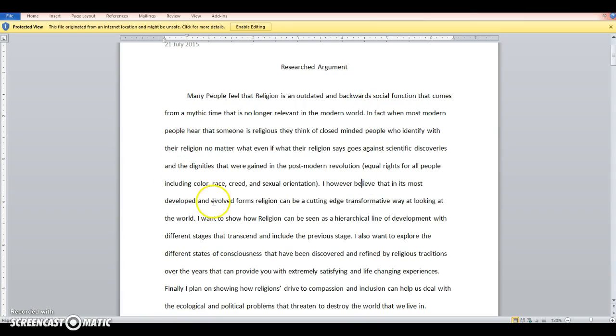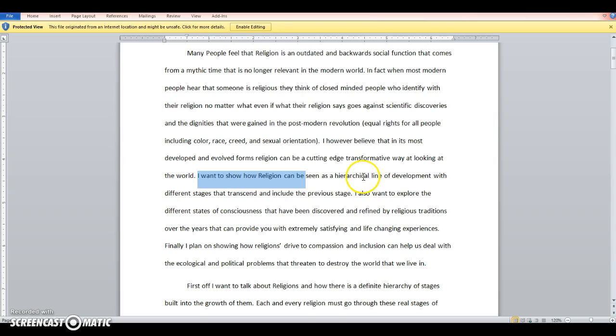And like here, Jason says, I want to show how religion can be seen, etc., etc. I also want to explore, etc., etc. And then finally, I plan on showing, etc., etc. So really, all of this needs to be a lot tighter, and I want to see this presented as a direct argument, not so much as an exploration of, Jason, your own ideas, because with the truth-seeking process that's part of argument, the exploration of your ideas should have happened previously, and at this point you should have really arrived at what you are exactly going to be arguing for.